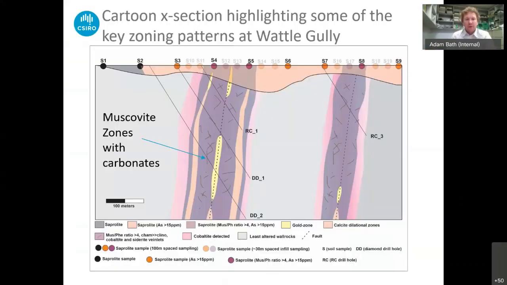So here's a bit of a cartoon cross section, just to summarize some of the zoning patterns. We have this muscovite and these siderite veinlets cross-cutting, and then there's this outermost cobaltite zone. The importance of this is what would survive up through the cover, and essentially the white micas would. So we're going to put a bit more effort into understanding how to map the white mica chemistry, and perhaps use that as an exploration tool.